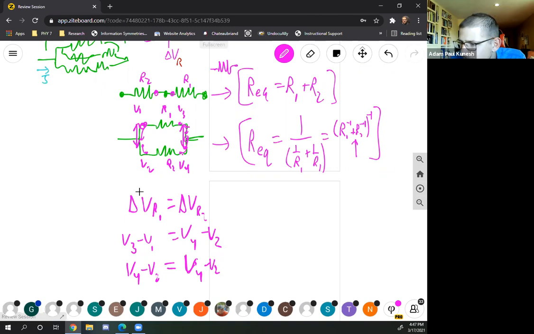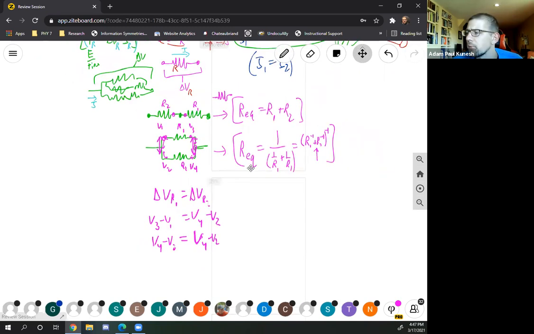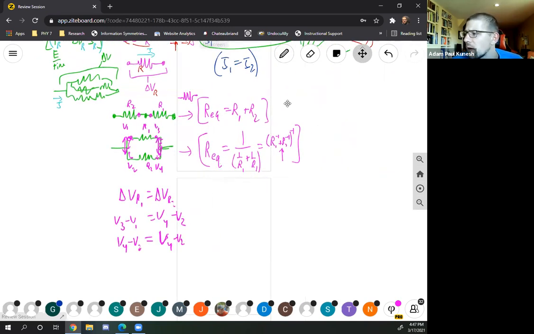So trivially now, they are equal to each other. Because the tails of the resistors are attached to one another and the heads are attached to one another, the change in voltage across them must be the same. A branch that is in parallel with another branch must have equivalent voltage changes across either branch. Thanks.